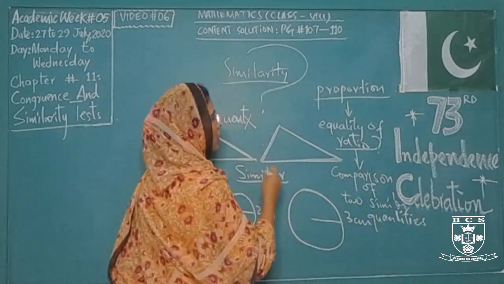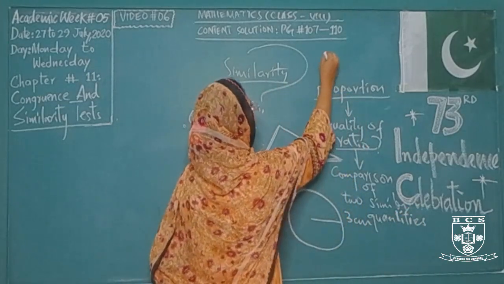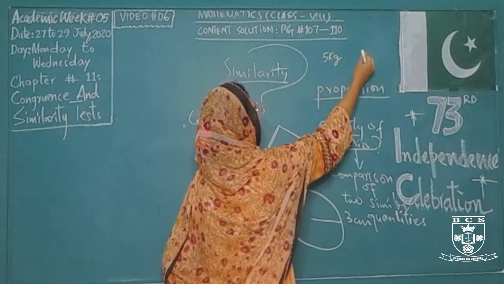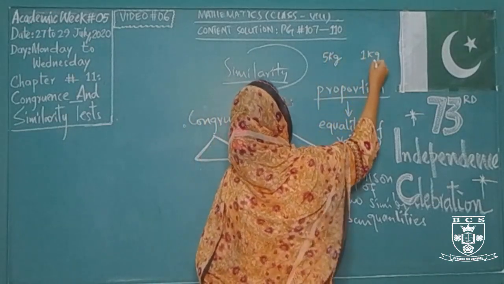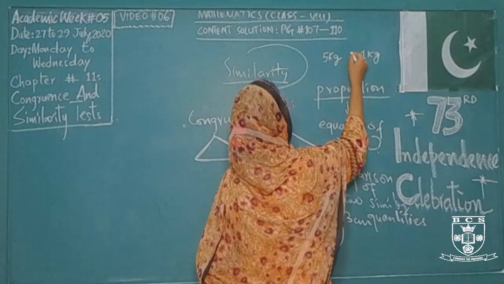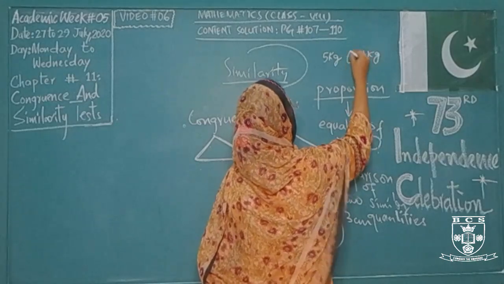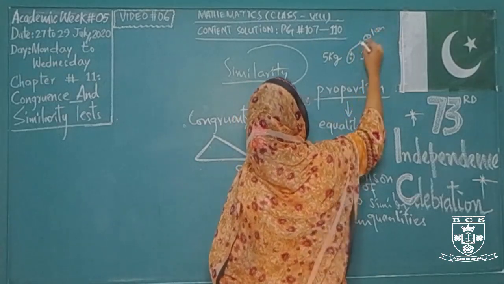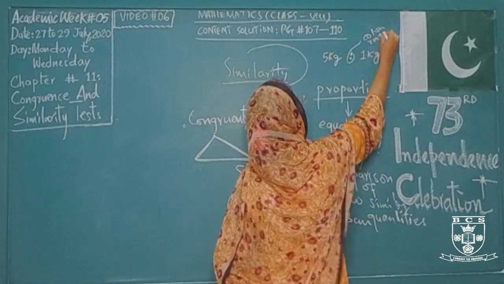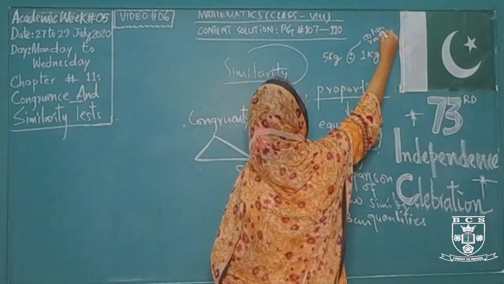Comparing similar quantities means if I am having a weight of 5 kg and I am again having a weight of 1 kg, now I am mentioning these two dots. These are known as colon. In mathematics, this is the symbol of ratio.